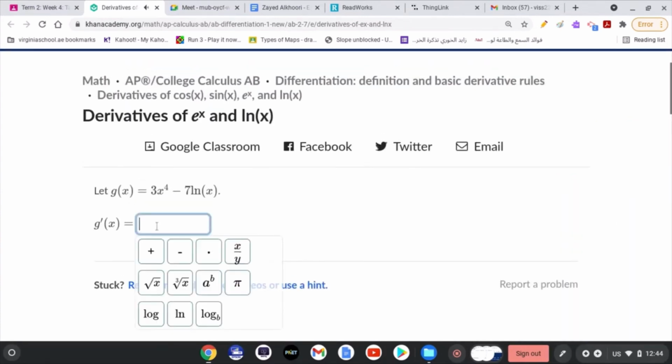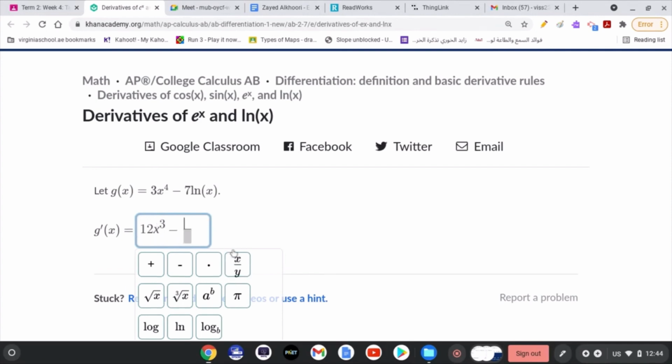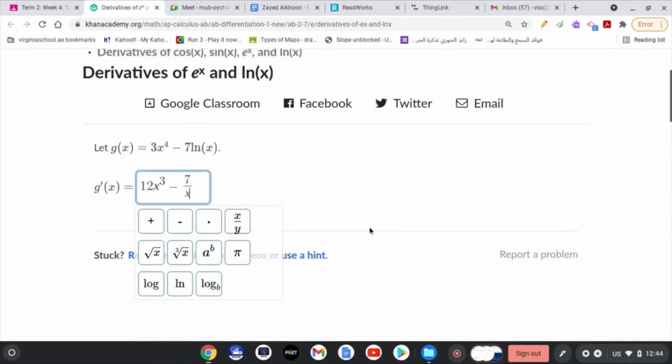Now find the derivative of g of x equals 3x to the power of 4 minus 7 ln of x. So we use the power rule, which is 3 multiplied by 4, which is 12x, then 4 minus 1, which is 3, then negative, in fraction, the coefficient, which is 7 over x.